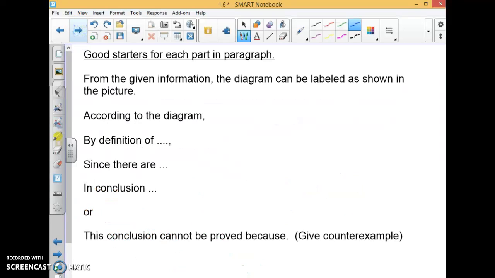Here are some starters that can help you make your writing a little more fluid. These are different phrases that you can use throughout your proof. I want you to note this last one in particular. Today we're going to look at how you prove something that is not true, or prove that something isn't the case. And you do that with a counterexample. So we will talk about that today, but keep in mind these phrases if you ever get stuck.